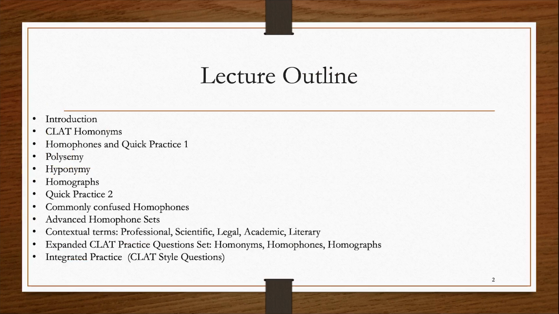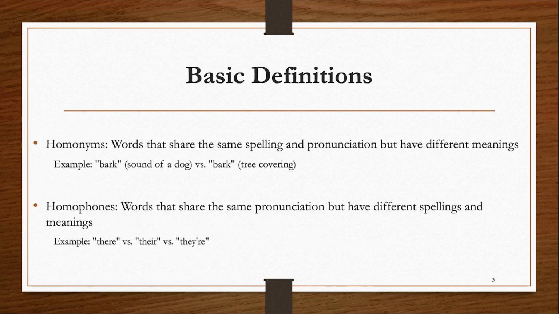First, introduction, then CLAT related homonyms, then homophones and a quick practice exercise 1. Then we'll discuss polysemy, hyponymy, and some bit of homographs, followed by a quick practice exercise 2, and then commonly confused homonyms, advanced homophone sets, and then some contextual terms related to professional, scientific, legal, academic, and literary areas. Will then be followed by some expanded CLAT practice question set on homonyms, homophones, and homographs, and finally an integrated practice.